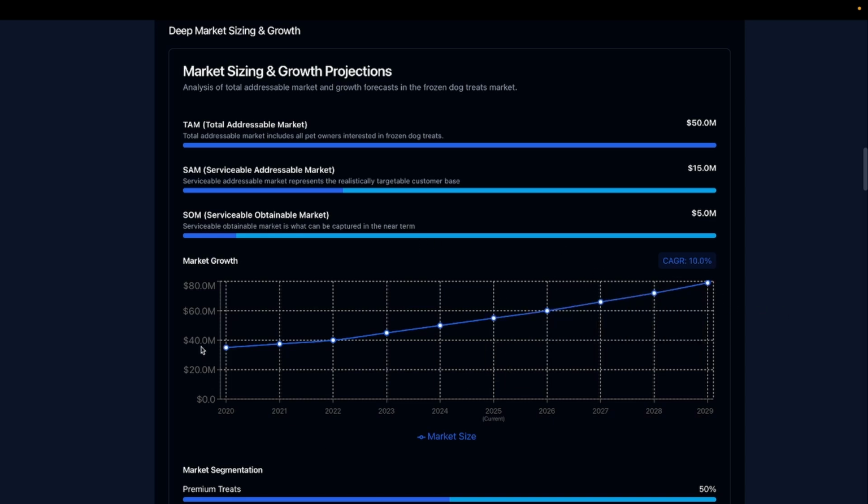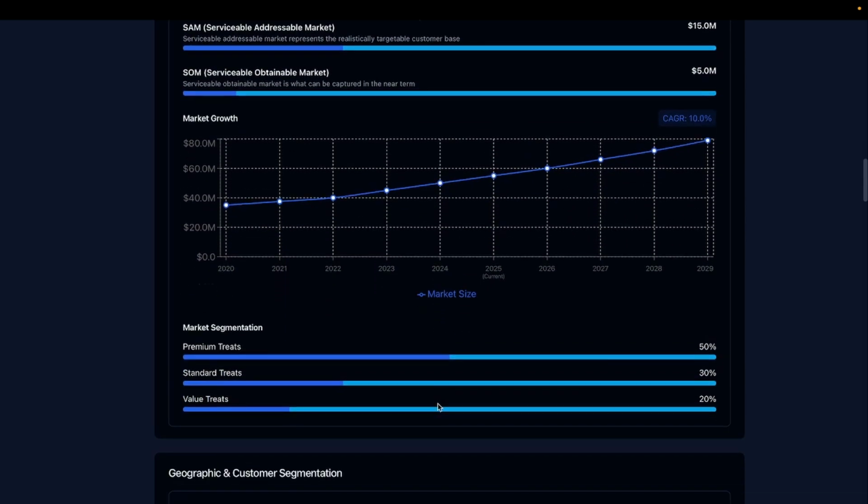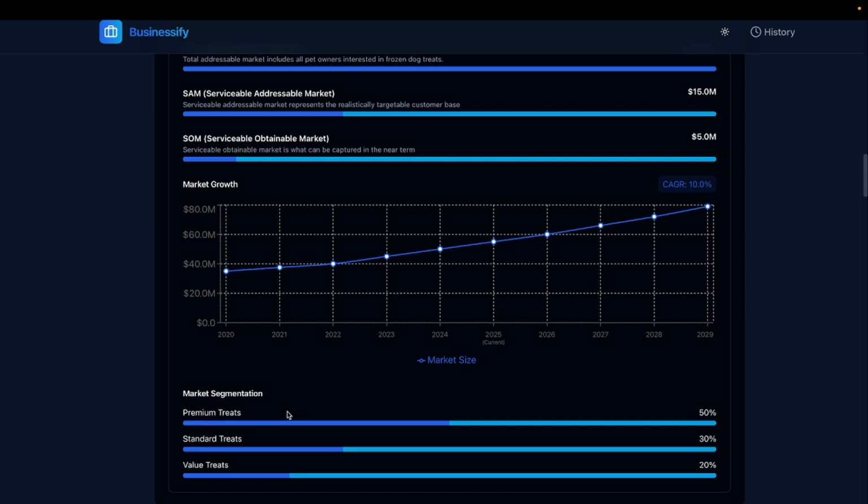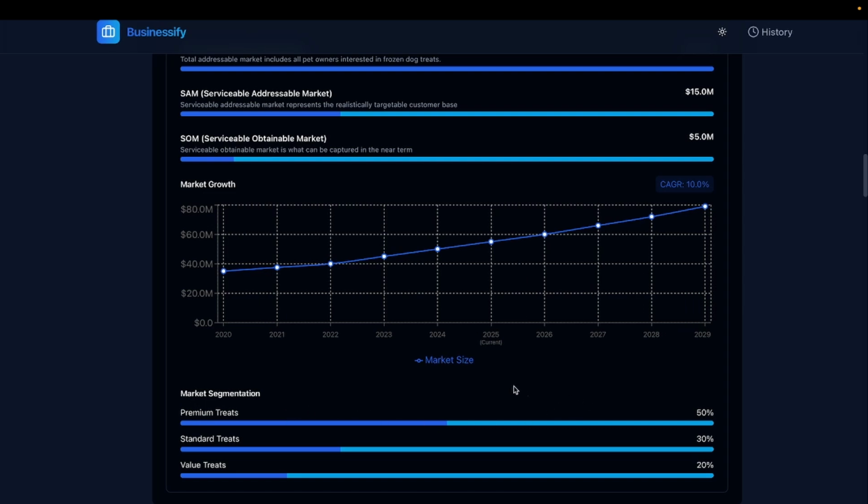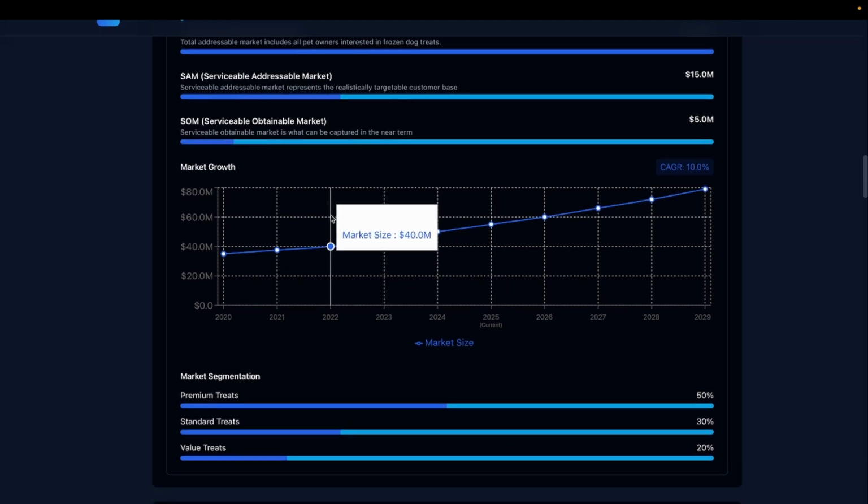Don't worry about that. So this is the market growth over the past 5 years, and then this is just extrapolation. Market segmentation. So the premium treats are 50% of the market, standard versions are 30, and value treats, I guess that's like budget options, probably 20%. So that's kind of cool. You get all that information. I'm gonna go down to here.